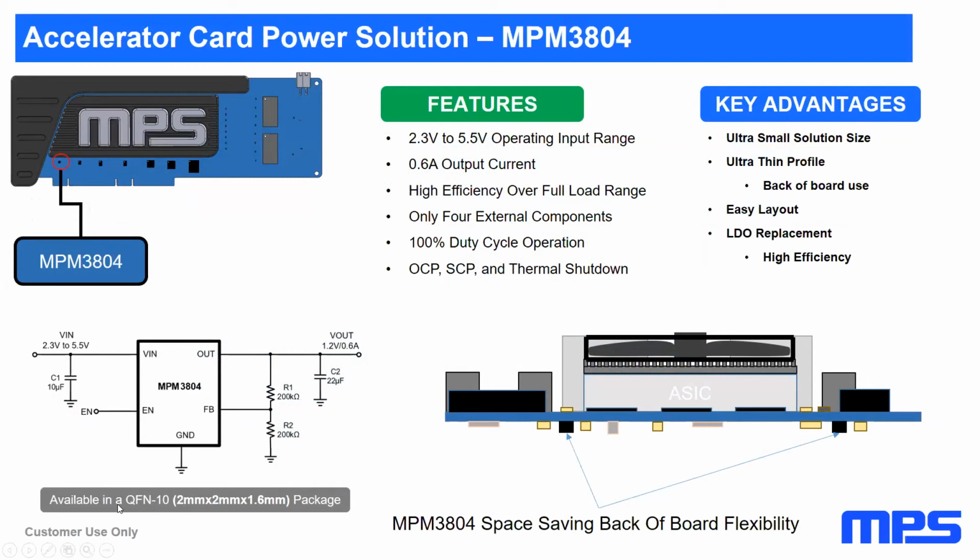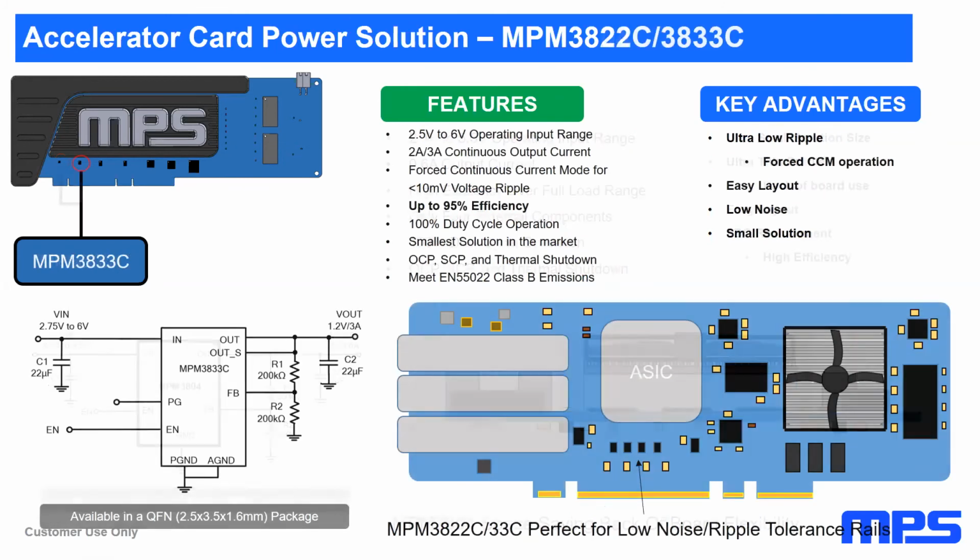Our 3804 is one that I'm highlighting today, as it's only 1.6 millimeter height for those very, very low current aux rails. We do offer several other 1 amp solutions like our 3811, but our 3804 is definitely a great device for LDO replacement, and as I said, backside of the board use. So now you can move some of those aux rails to the backside of the board and save that top side board space.